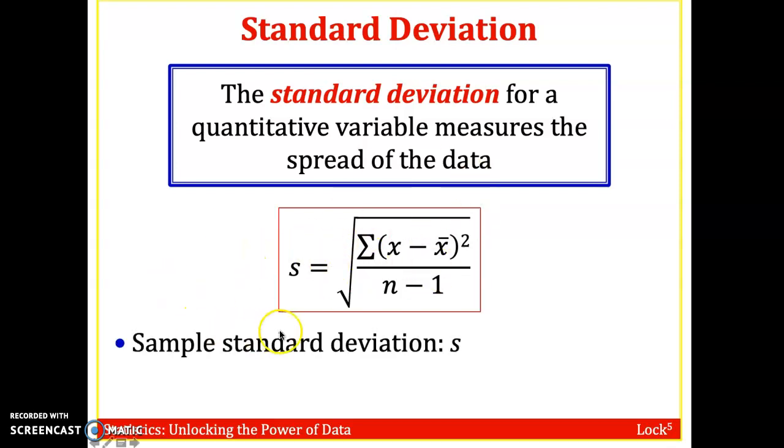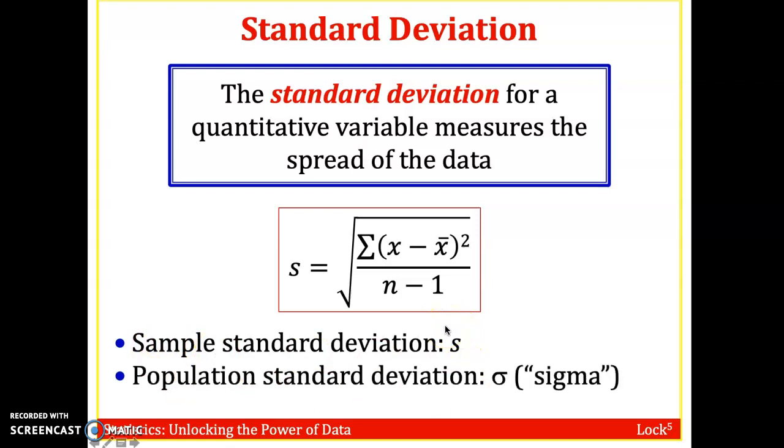And the notation for standard deviation is s for sample. Sample standard deviation uses s. And population standard deviation uses the designation of sigma. It looks like a little scripty o, the Greek letter sigma.